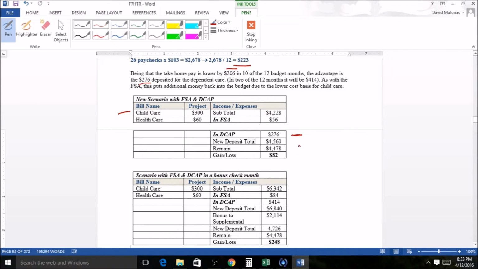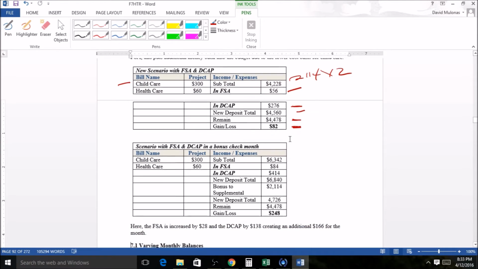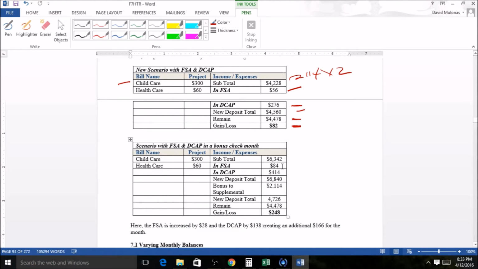You can see that when you add all this up, even with the FSA, these two pre-tax accounts, while the paycheck is lower, right here it's $21.14 per paycheck times 2, and the remainder stays the same, the gain and loss goes up. And with the bonus check month, it also shows the same thing. And you can see the big difference here. Obviously, the difference is in these numbers that make these numbers reflected.